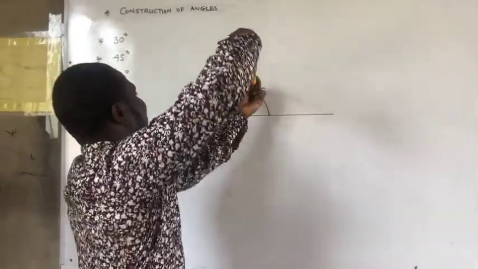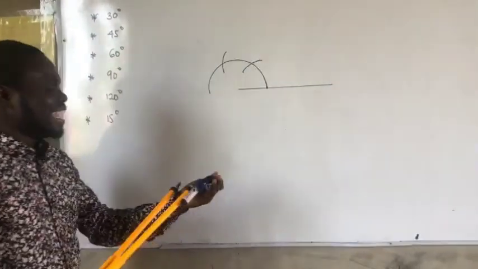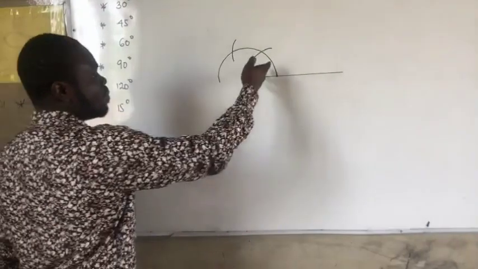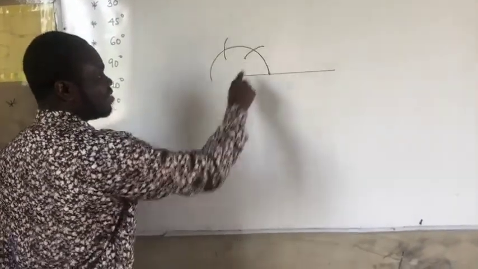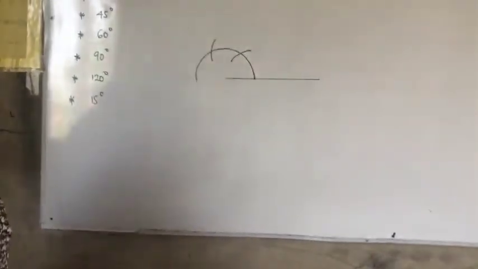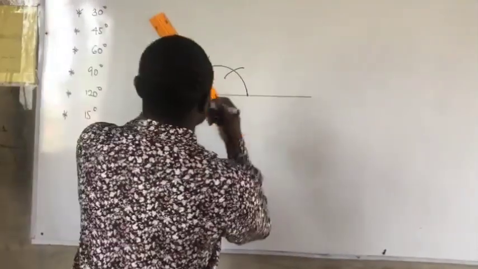Now I draw another 60. I told you any arc that you make on the circle is 60 degrees. So from here to here is 60. From here to here is 60. So from here to here is what? 120. So the angle here is 120.